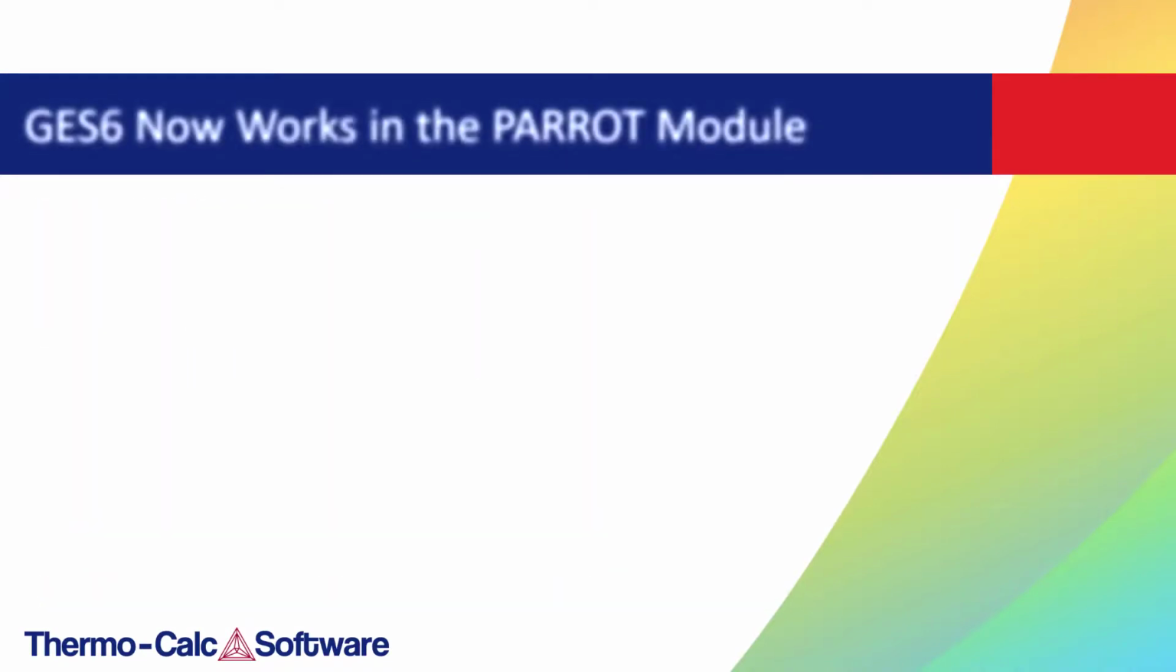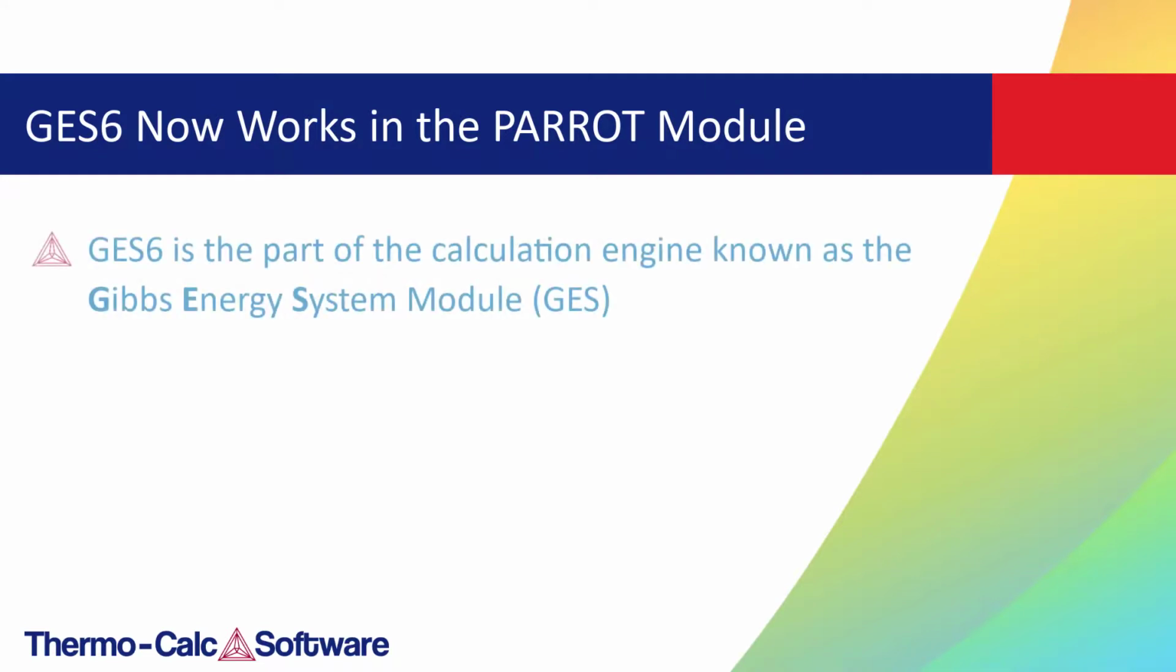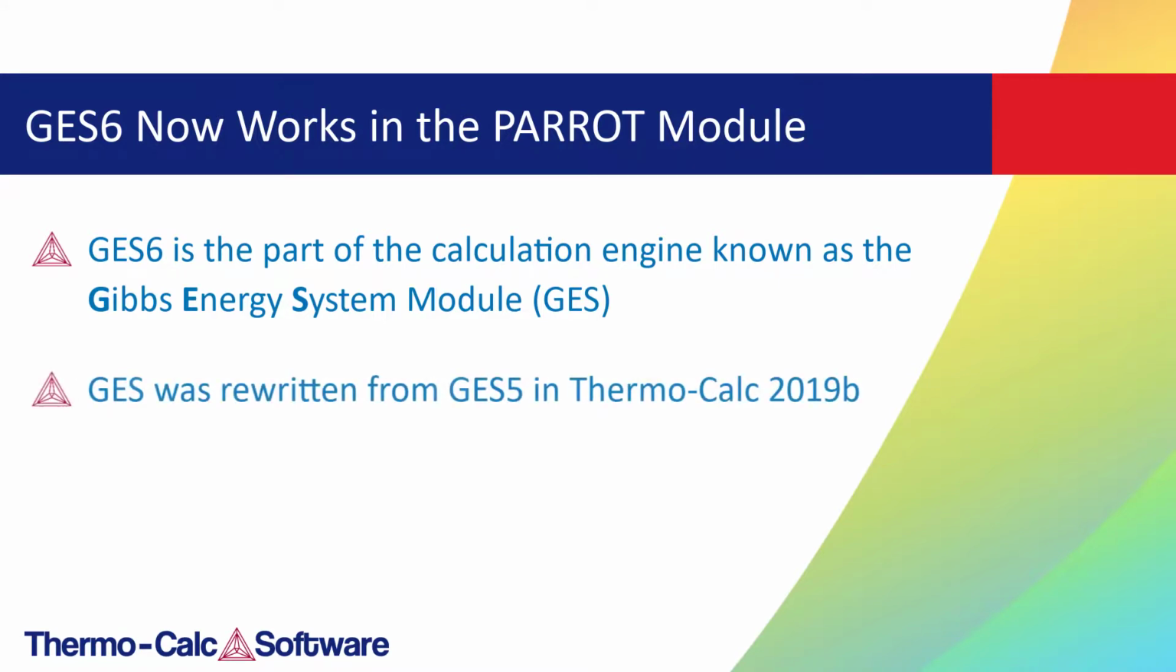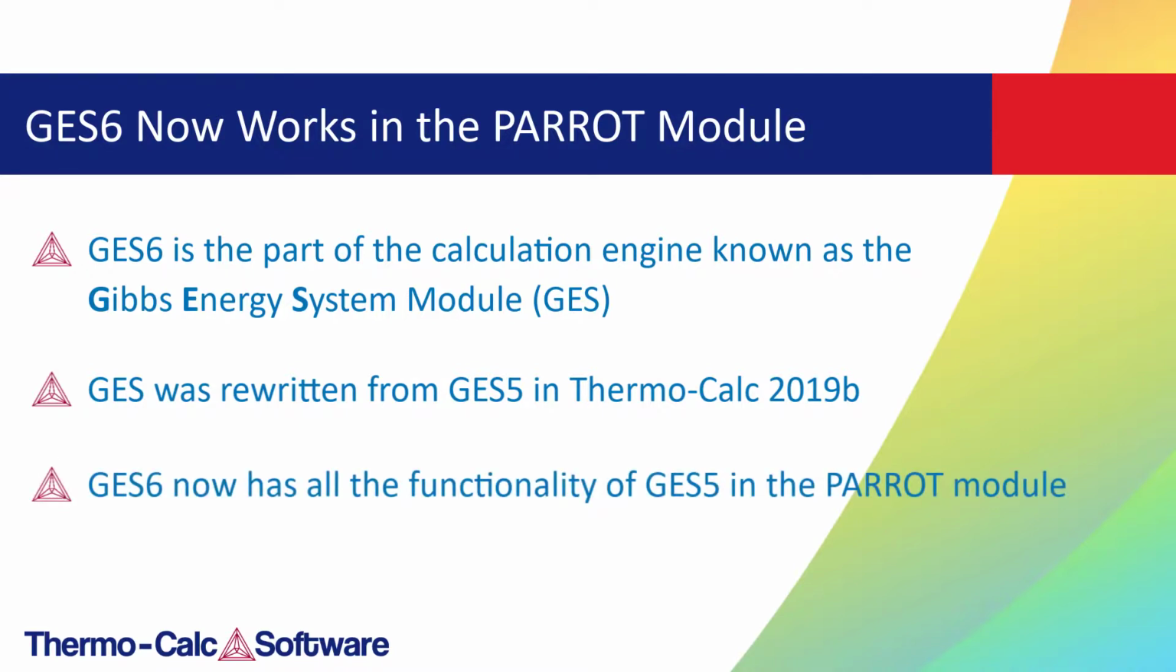For users who work in the PARROT module, Guess 6 is now supported in PARROT. Guess 6 is the part of the calculation engine known as the Gibbs Energy System Module, or Guess. The module was completely rewritten from the older version, Guess 5, in Thermo-Calc 2019b, but at that time it did not work in the PARROT module. Users who work in PARROT can now use Guess 6 with all of the functionality they are used to in Guess 5.